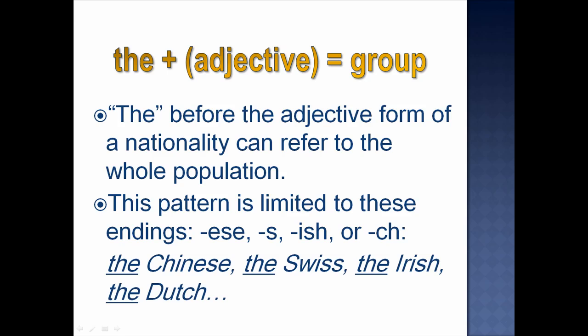Unlike nationalities such as Americans, Canadians, and Russians, we cannot simply add an S. We can't say Chineses, Swisses, Irishes, and Dutches. The alternative is to use the plus the adjective, the Chinese, the Swiss, the Irish, the Dutch.